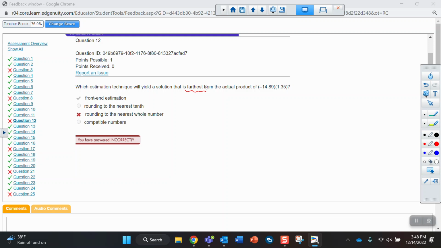You put rounding to the nearest whole number. That actually is one of the more successful methods of estimation. And so it should have been front-end estimation.